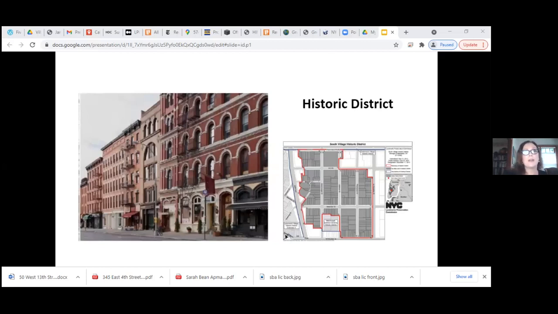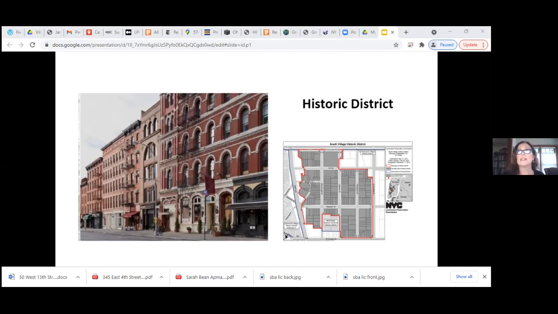The next type of landmark designation that we're going to look at is an historic district, which is defined as an area where a group of buildings and sites have a distinct sense of place or character and feature cohesive streetscapes. The buildings and sites that make up a historic district represent a specific period or style of architecture that represents the city's history. And here is the South Village Historic District, which was designated in 2013.